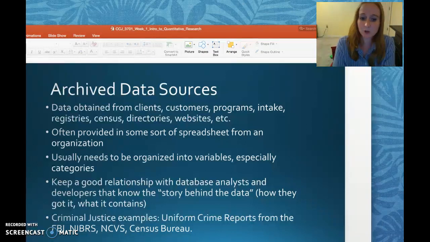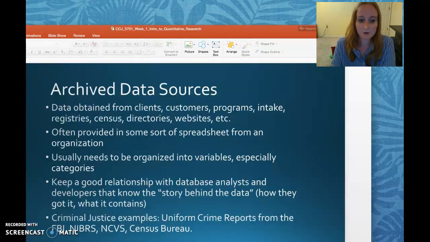You want to keep a good relationship with the database analyst and the developer of the data, so you know the story behind the data, how they got it, what's in there. You might find some quirks in there that you're maybe willing to throw out, but then someone tells you, oh no, that person just had a different ID number because they came into the organization before 2016, and then we changed systems later, so that's why they look different. And then you go, oh, okay, I don't want to throw that out. So you want to know all those little nuances if you get archived data.